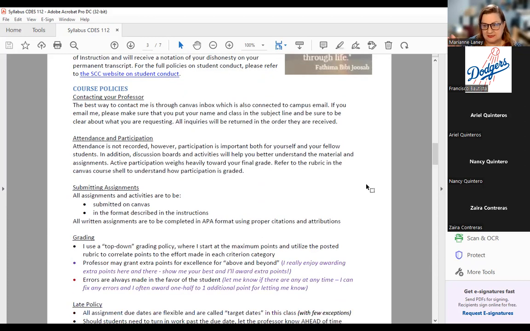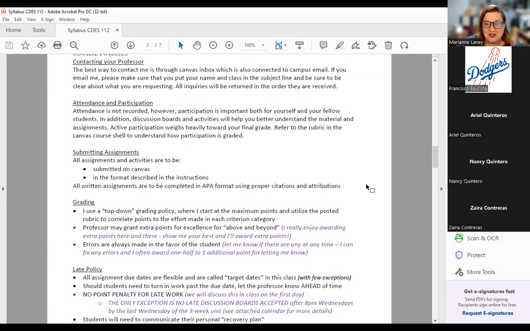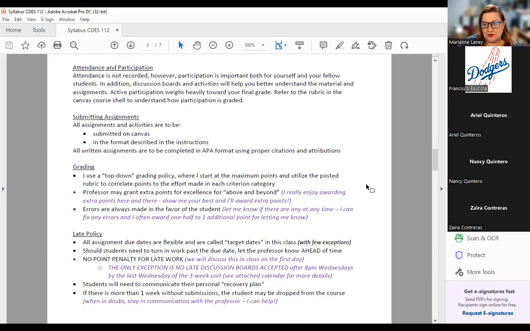Submitting assignments, everything's on Canvas. I had this all set up before COVID. I was trying to tell the other professors, trust me, just get it all online, save a tree or 1,000, and everything's easily graded and standardized when it's on Canvas.